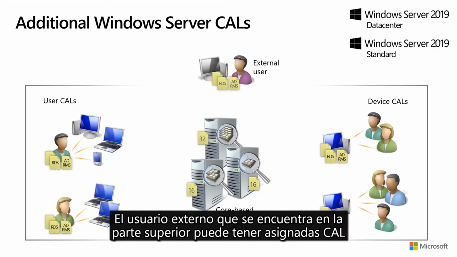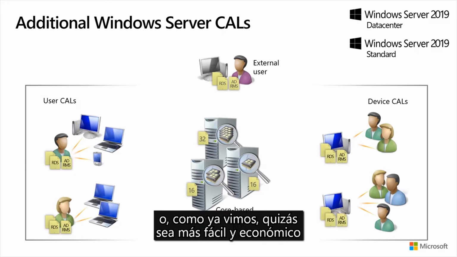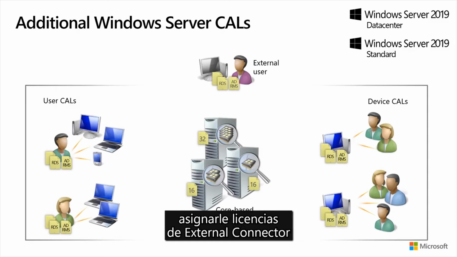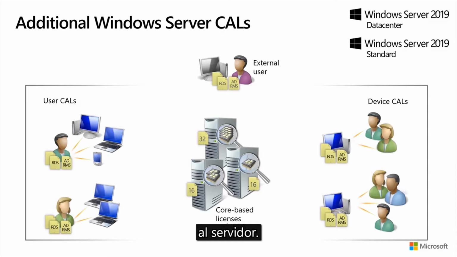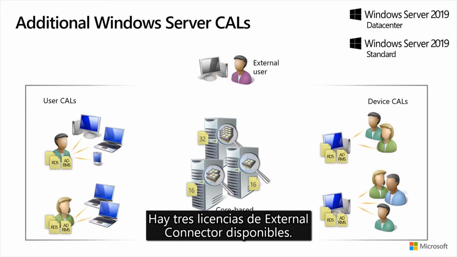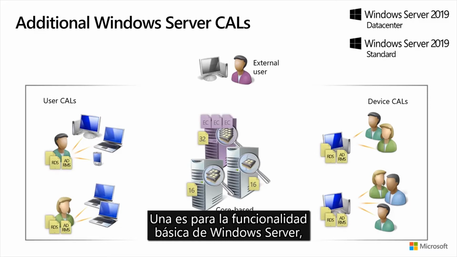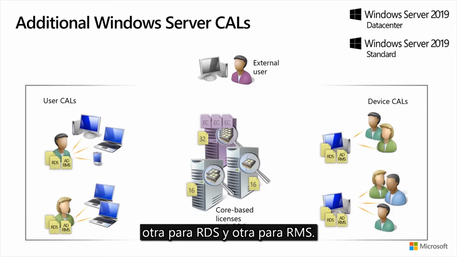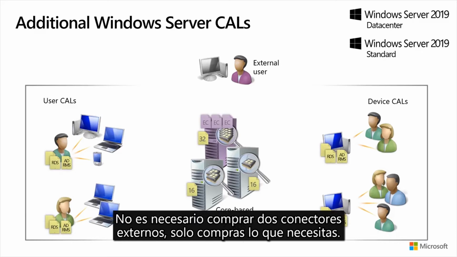The external user at the top can have CALs assigned to him, or, as we saw before, it may be easier and cheaper to assign external connector licenses to a server. And you can see here that there are actually 3 external connector licenses available. That's one for Windows Server base functionality, and then one for RDS and one for RMS. You don't need to buy both of the additional external connectors, you just buy what you need.